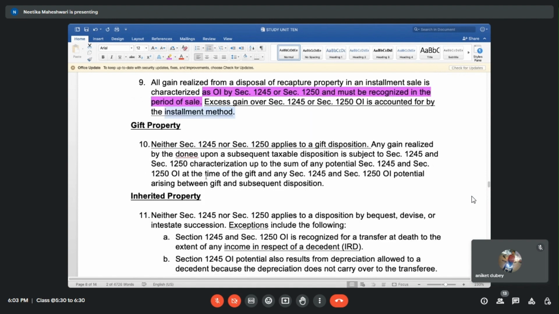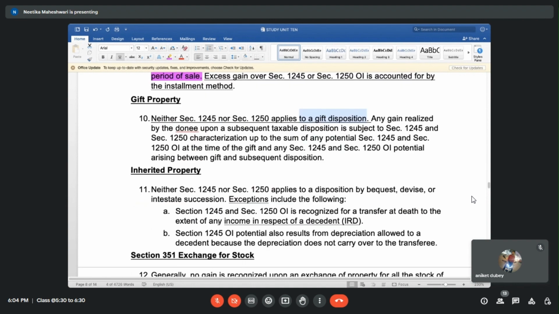Any gifted property, none of that will apply to gift disposition. Whenever we are gifting a property, or whenever the property is being inherited, this does not apply. But for any subsequent taxable disposition, if a gifted property is converted to a business property and later sold, section 1245 and 1250 definitely need to be thoroughly analyzed to see if they have any implication.